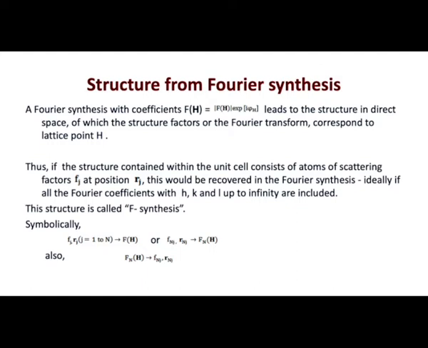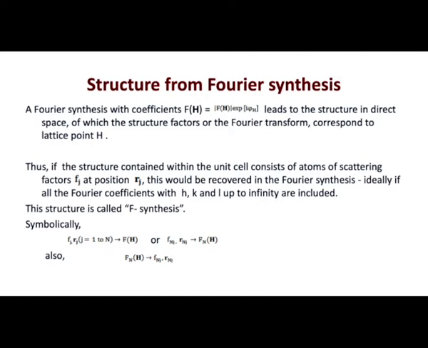A Fourier synthesis with the coefficient F of h, the complex quantity, which can be rewritten as mod F h e power i phi h, leads to the structure in direct space. Structure means I get positions of atoms, j from 1 to n atoms, xj, yj, zj, of which the structure factors or the Fourier transform correspond to lattice point h. Thus, if the structure contained within the unit cell consists of atoms of scattering factors little fj at positions rj, this could be recovered in the Fourier synthesis.